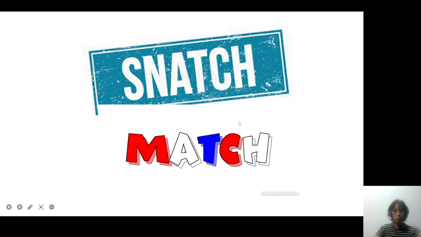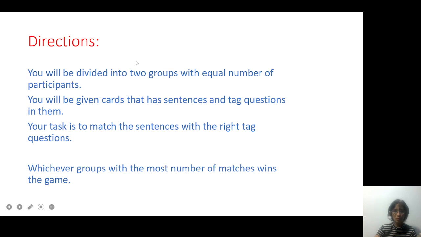Okay, so let's do a game. It's called Snatch Match. The direction for this game is you will be divided into two groups with an equal number of participants, and you will be given cards that have sentences and tag questions on them. Your task is to match the sentences with the right tag questions. Whichever group has the most number of matches wins the game.